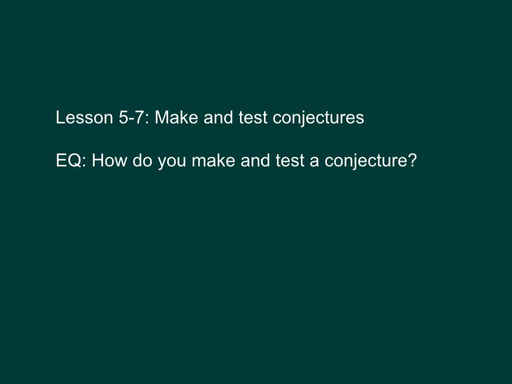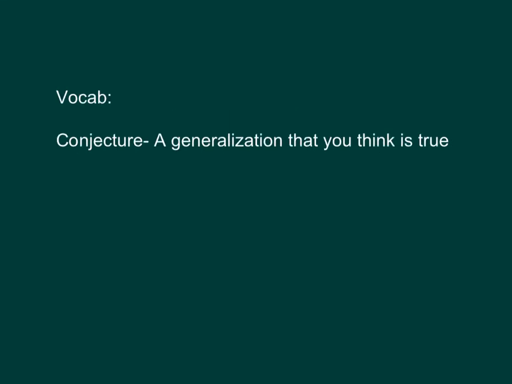This is lesson 5-7, make and test conjectures. Our essential question, how do you make and test a conjecture? We have one vocab word, conjecture, which is a generalization that you think is true.